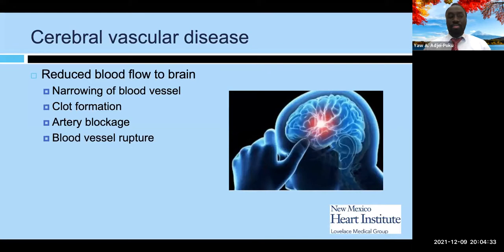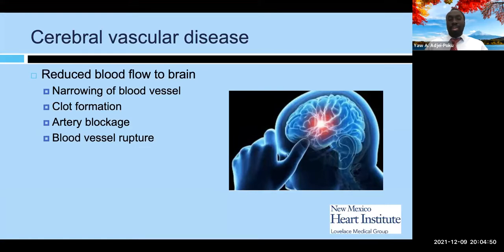Cerebral vascular disease. So we've talked about blockages in your heart. We've talked about blockages in your legs. Now we want to talk about cerebral vascular disease, which is primarily blockages in the blood vessels that supply your brain.